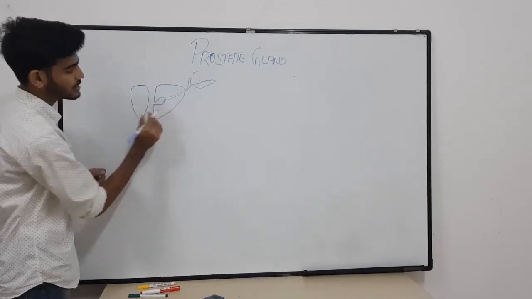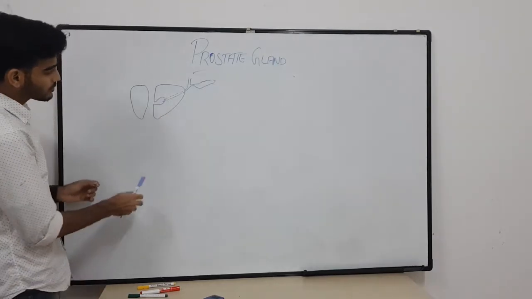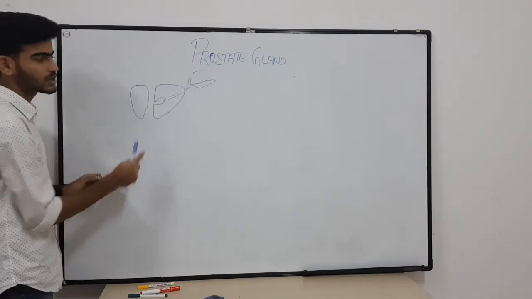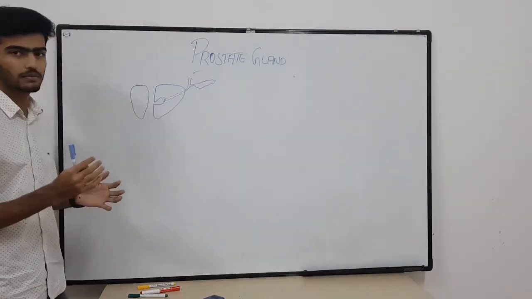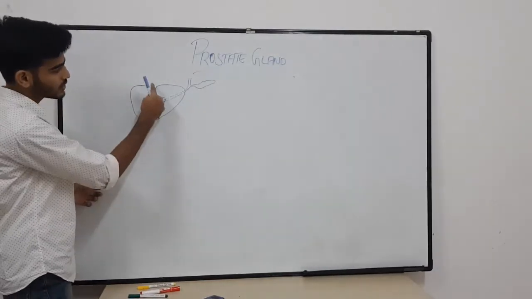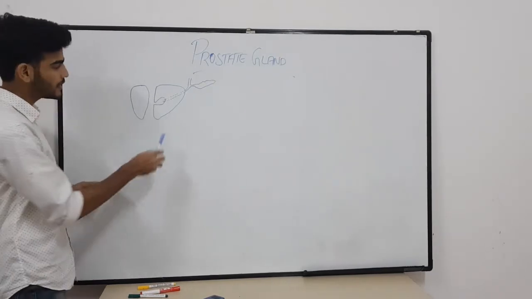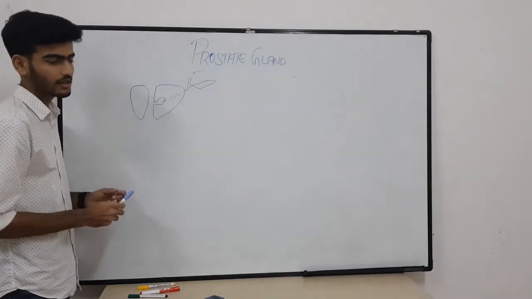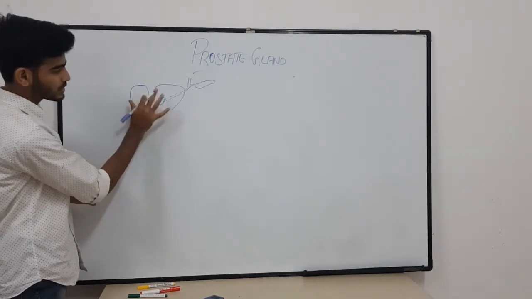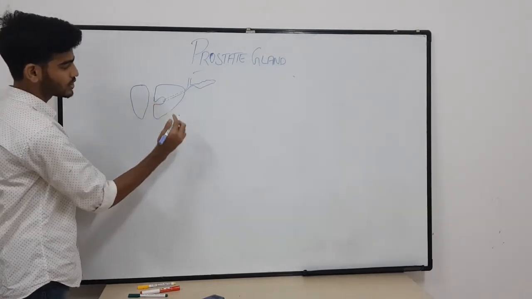Prostatic utricle is just a blind sac. So, this is the urethra. This is the prostatic urethra. Prostatic urethra means the part of the urethra that is present within the prostate gland. This urethra is not passing through the center of the prostate gland, but it is passing a little bit anteriorly. So, the prostatic urethra divides the whole prostate gland into anterior 1/3 and posterior 2/3.